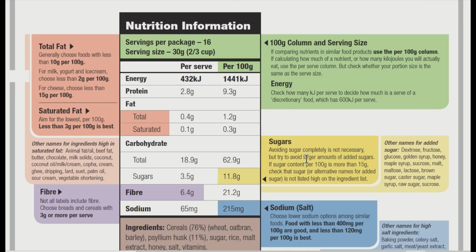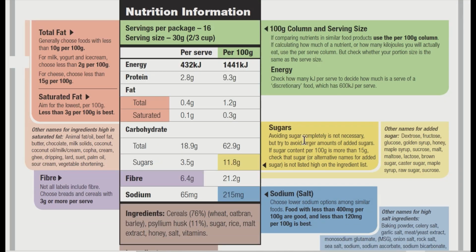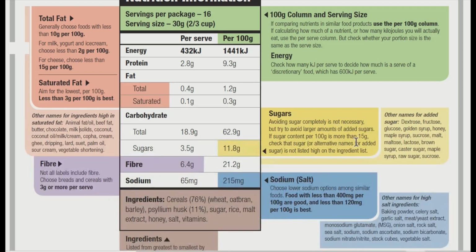If we go over here to sugar, we can see that this information tells us that avoiding sugar is not completely necessary, but we do need to look for our sugar contents in our food. If a sugar content is more than 15 grams, we need to check that the sugar is not listed high in the ingredients list. And please be aware that there are other names for additional added sugar.